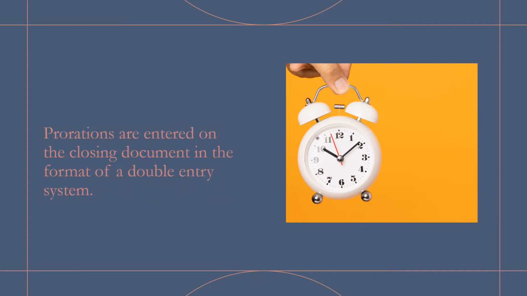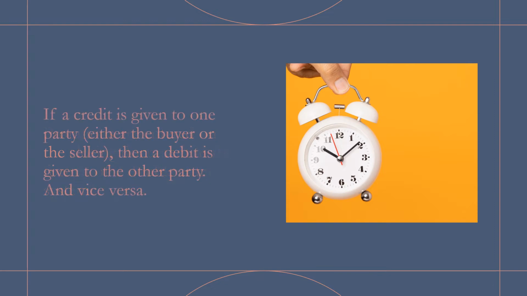Prorations are entered on the closing document in the format of a double entry system. If a credit is given to one party, either the buyer or the seller, then a debit is given to the other party, and vice versa.